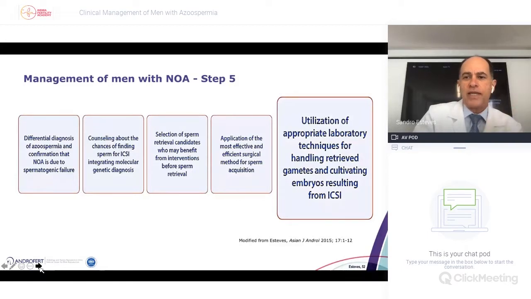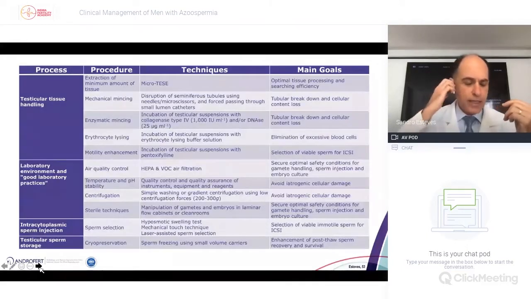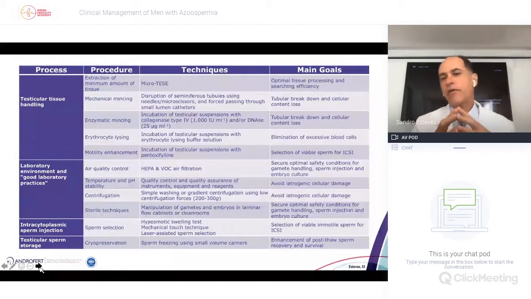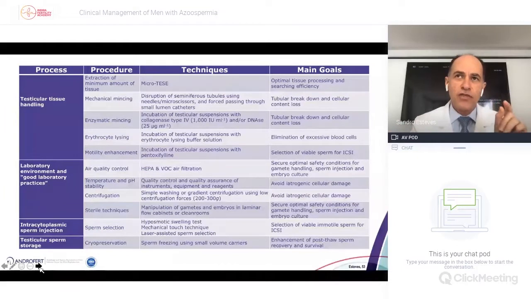Now I want to move to the last point, which is the utilization of the appropriate laboratory techniques for handling the sperm we take from men with non-obstructive azoospermia. And here we have several things we need to consider in the lab. This is more for the embryologists, but it starts with extraction of the minimum amount of tissue. With microTESE, we can optimize the tissue extraction process by providing the laboratory with the piece of tissue more likely to have sperm.